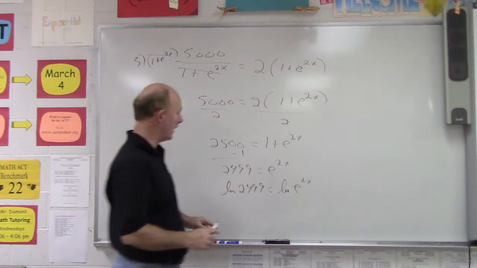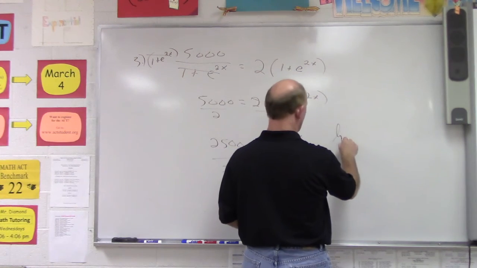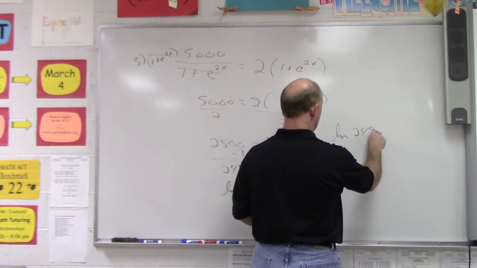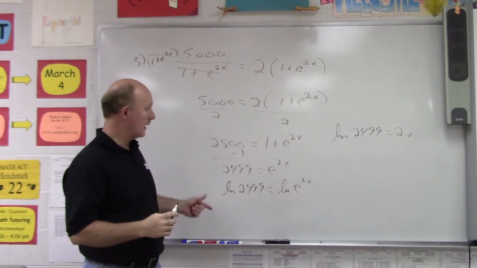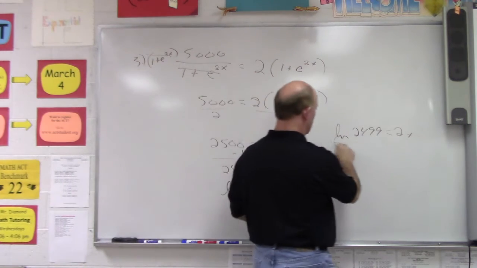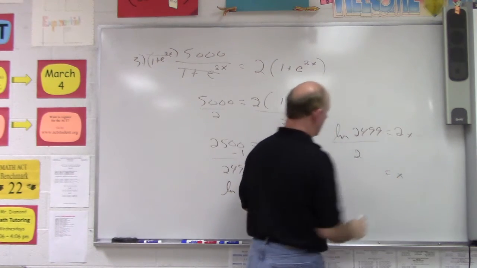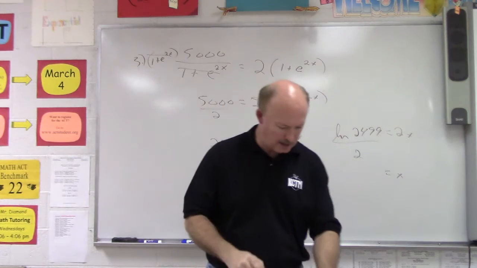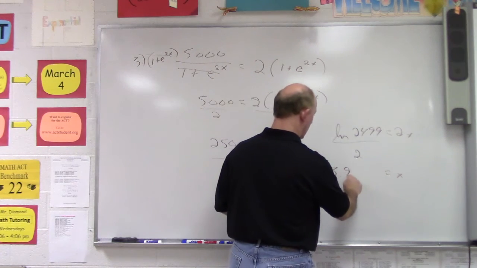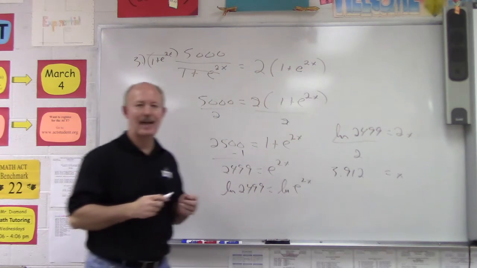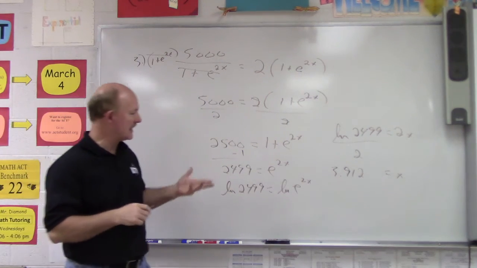So to finish this up, this will be natural log 2,499 equals 2x. And then last, we just have to divide by 2. So dividing by 2, okay, we end up with, now the answer that I got was 3.912. So about 3.912. So you can kind of check that calculation, make sure that's correct, but I think it is.